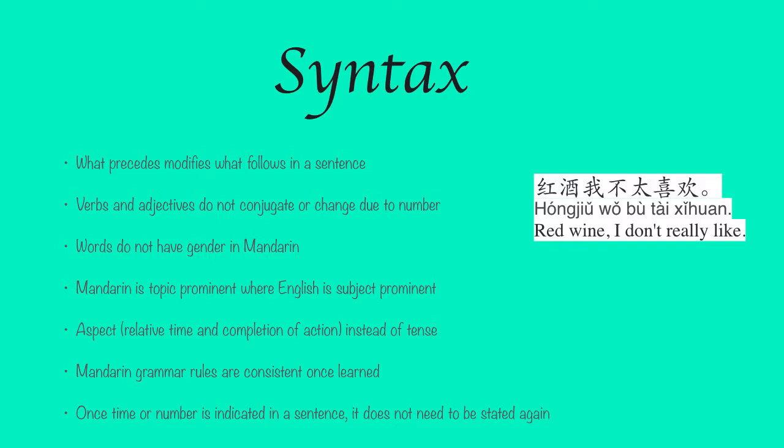Chinese syntax is very different in comparison with English syntax. For example, what precedes modifies what follows in a sentence. So if you see to the side our statement "red wine I don't really like," which is translated from Mandarin, you can see that red wine is placed first, whereas in English one would typically say "I don't really like red wine." Verbs and adjectives do not really conjugate or change due to number, meaning that verbs are typically always in the infinitive, and adjectives do not have a gender, and words in general do not have a gender in Mandarin.